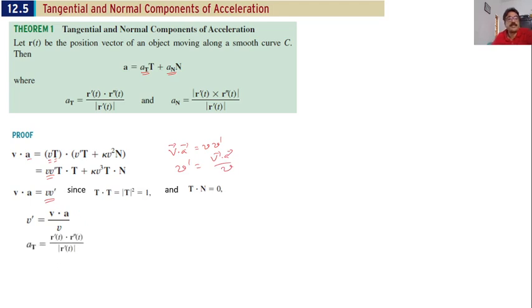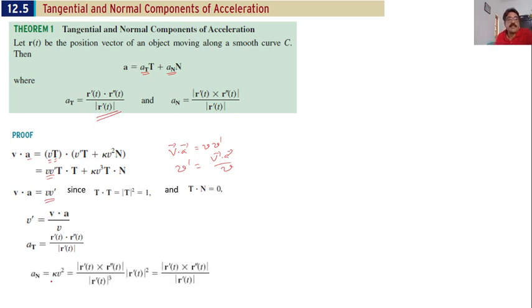v' is equal to v · a divided by v, and hence a_t is v'. v' is v · a divided by v, and v is r'(t), acceleration is r''(t). So r'(t) · r''(t) divided by, and this is the speed, modulus of r'. So we have got a_t is equal to r'(t) · r''(t) divided by |r'(t)|.